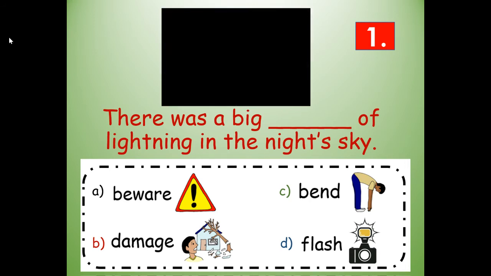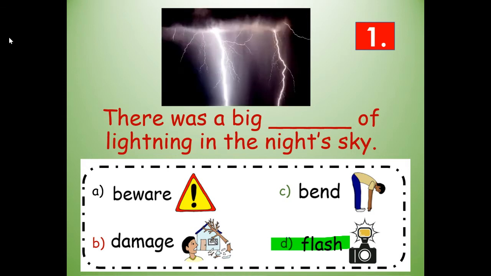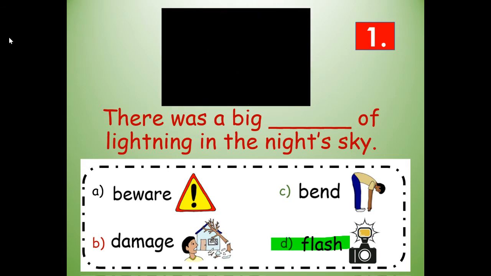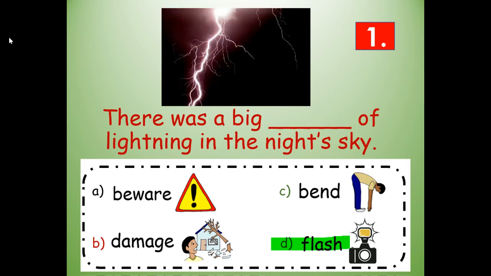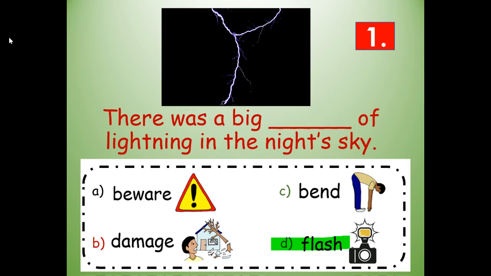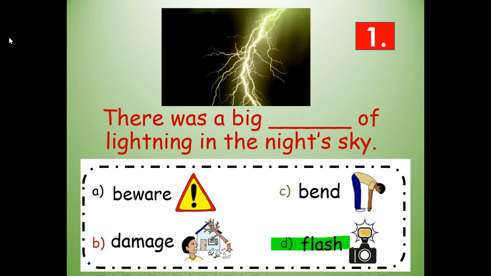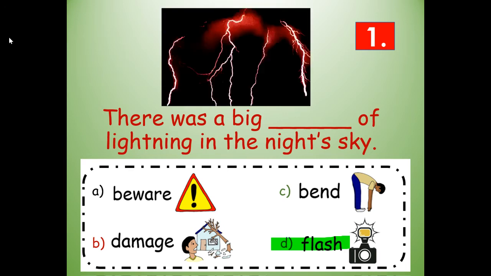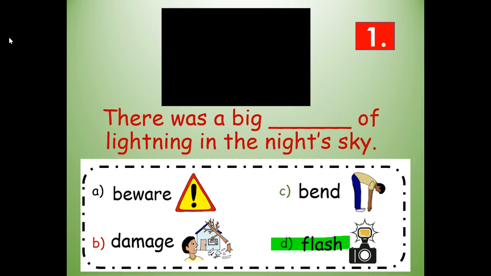What makes the most sense given our picture clues and where the word is in the sentence? Flash. So for number 1, write flash. F-L-A-S-H. Flash. There was a big flash of lightning in the night sky. And if I go too fast, push pause, write your word, and then push play to rejoin the lesson.